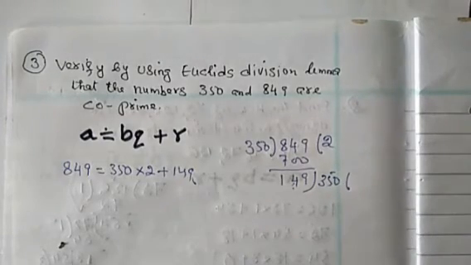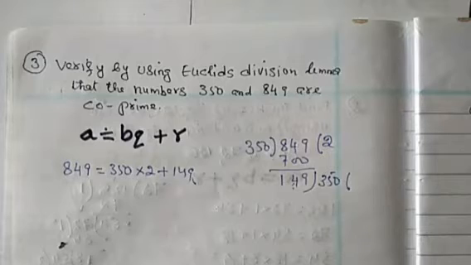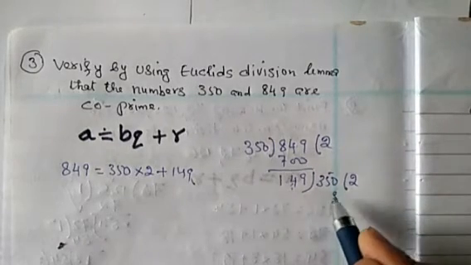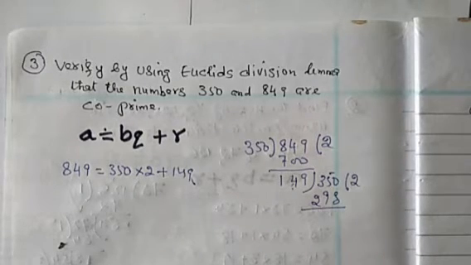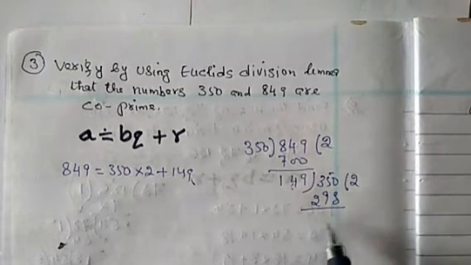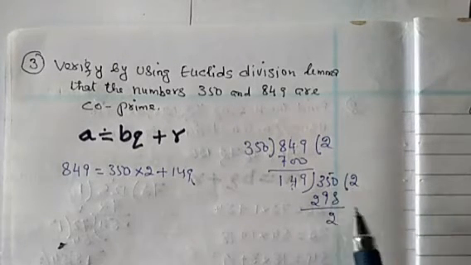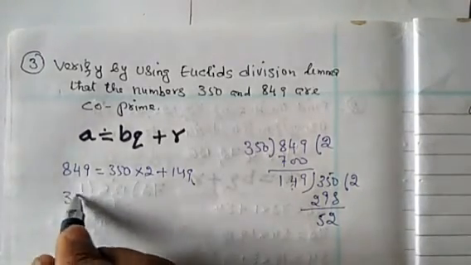Again a similar method, 350. How many times? Guys, just check. Should we go with 2 times or 3 times? I think it should be 2 times. So let us go 2 times. 149 2 times. 2 9s are 18, 2 4s are 8, 2 1s are 2, so 298. Got it? Then 350 minus 298 is 52. So I got this.